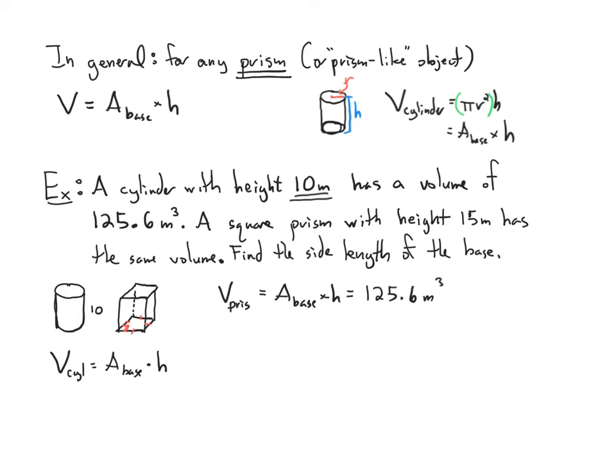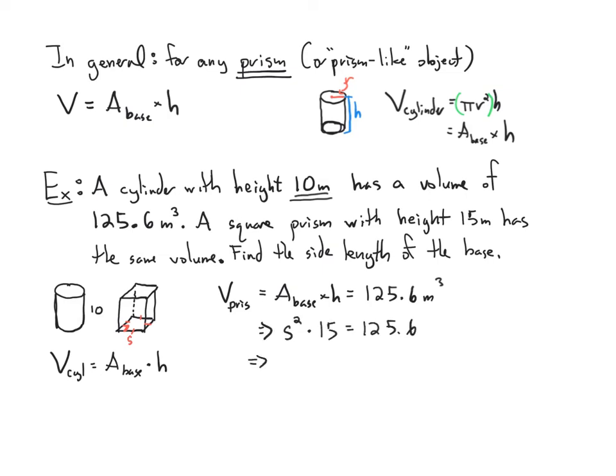Okay, so what is the base? The base is indeed a square. So we can just fill this in. This is s squared, side squared. So let me mark what s is. S is the side length here, times the height. And we're given the height. The height in this case is 15. And this equals 125.6.